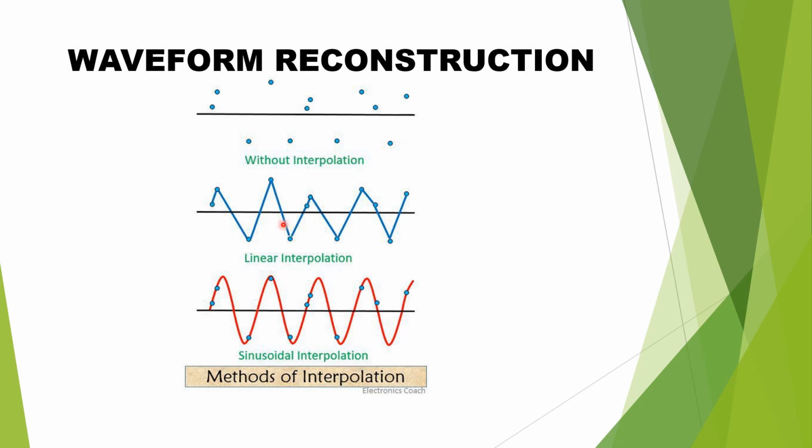In linear interpolation, the dots are connected together by straight lines. It can be used in pulsed or square wave generation but not in case of sinusoidal waves. In sinusoidal interpolation, the dots are connected so as to form a sinusoidal waveform. It is not suitable for square or pulse waves.